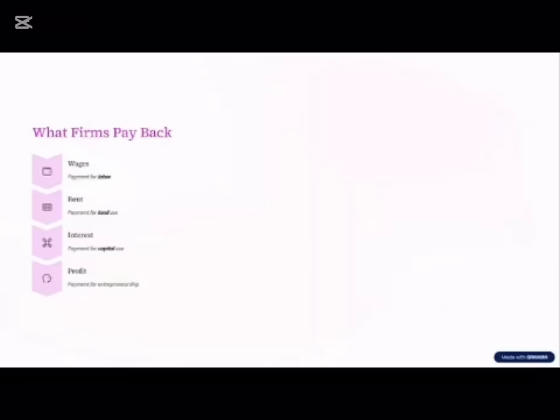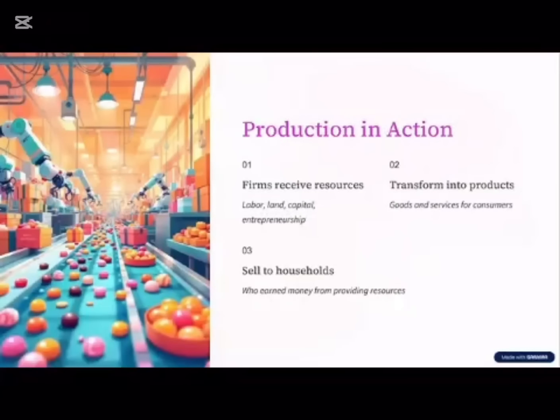Flow number 2, the goods and services market. Once households have income, what do they do with it? They spend it on goods and services produced by firms. We buy bread, clothing, mobile phones, transportation, everything businesses provide. So the cycle is complete. Resources go from households to firms, money flows back to households as income. Households spend their money on goods. Goods flow from firms back to households. This is why it's called the circular flow, because money and goods are constantly moving in a loop.